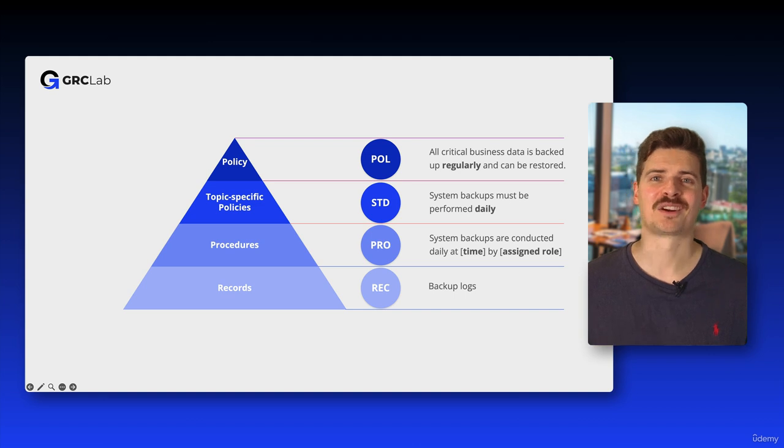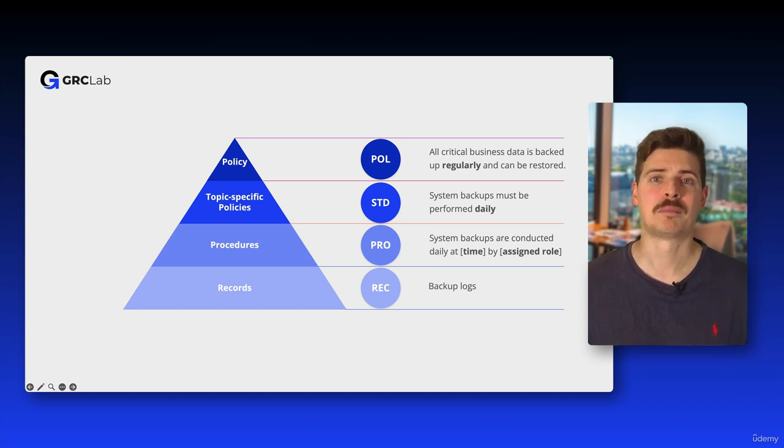Now, the final layer of our documentation pyramid is records. Records serve as evidence that a process has been carried out as required or as described by the standard and policy. So they provide proof of compliance, accountability, and traceability. Now back to our backup example. The following records could demonstrate that backups have been successfully executed in alignment with the policy and the standard.